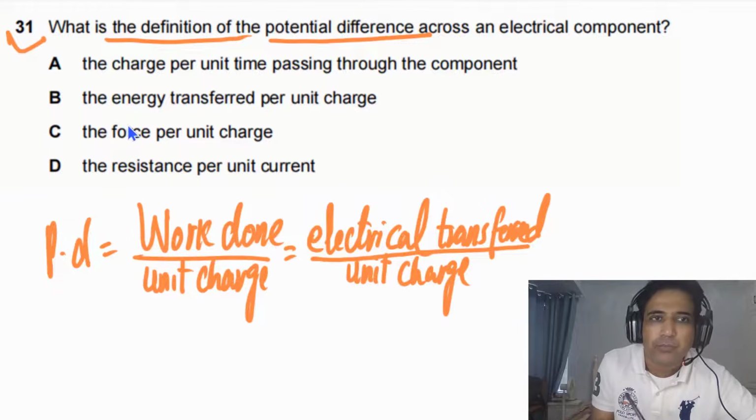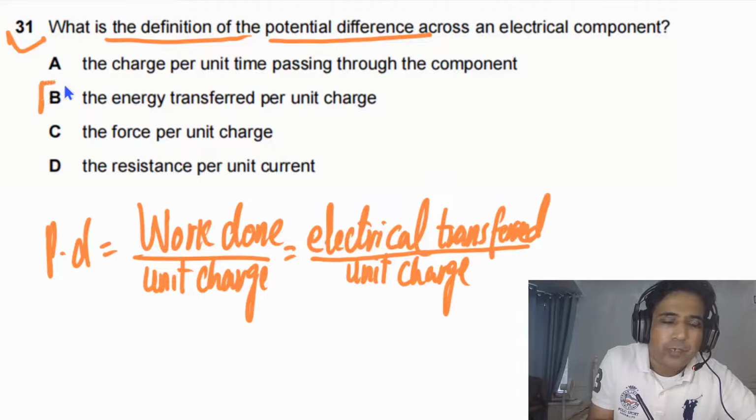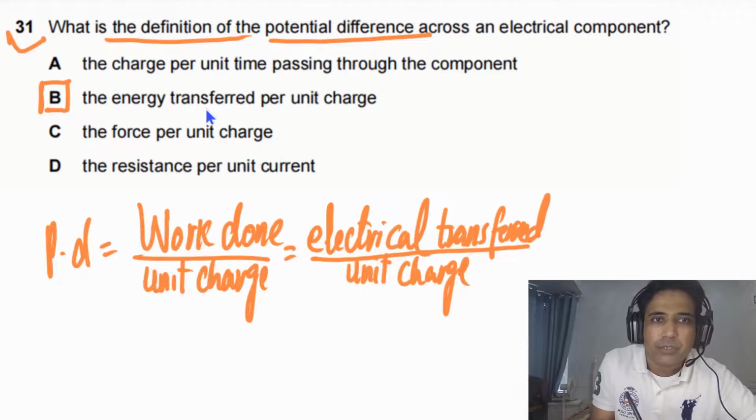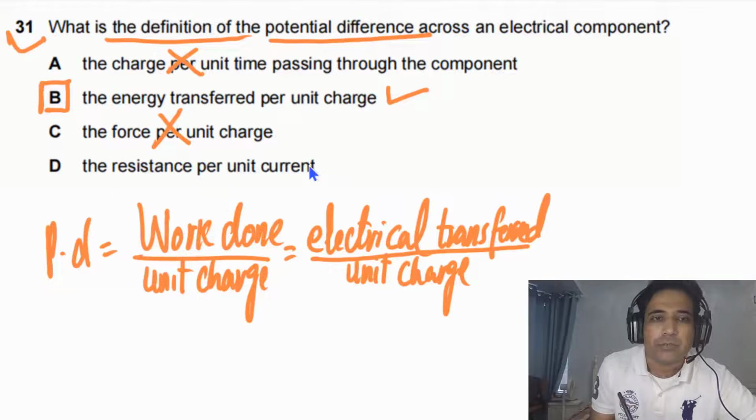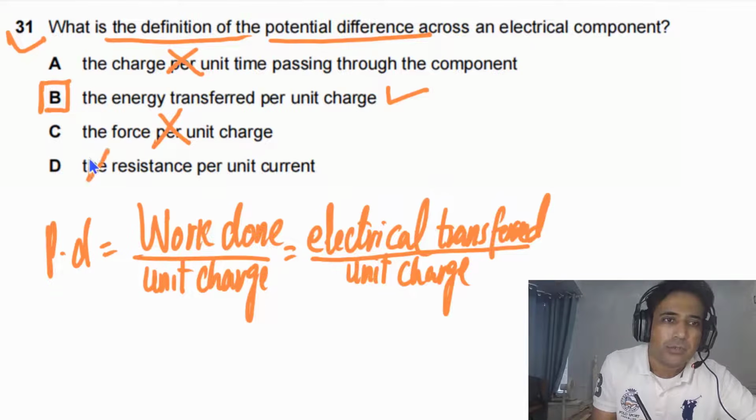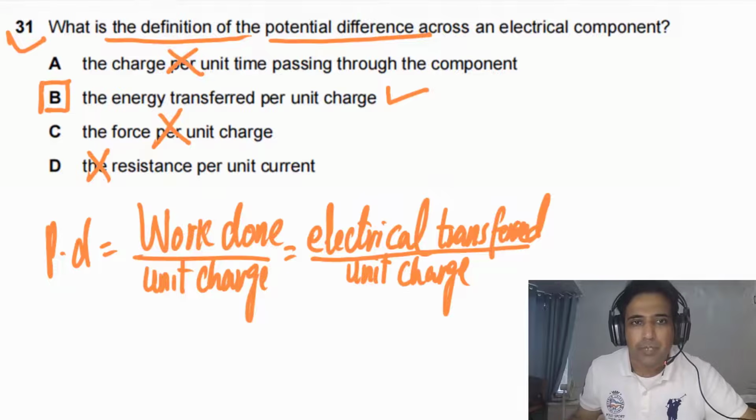If you look at the given options, option B gives us the energy transfer per unit charge. So this is the right answer. The charge per unit time, this is current, this is wrong. Force per unit charge, this is electric field, this is also wrong. Resistance per unit current, this is also wrong. So the answer for this question is B.